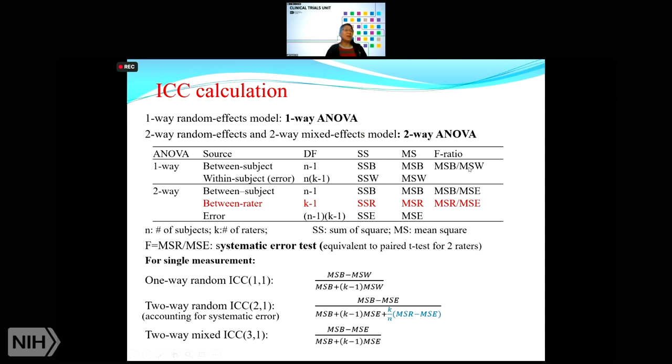In ANOVA, we can do the subject test based on the F ratio. And in the two-way ANOVA, we can also do the reader's effect test using the reader's mean square divided by the error mean square. This test is also called a systematic error test. This test is equivalent to a paired t-test.